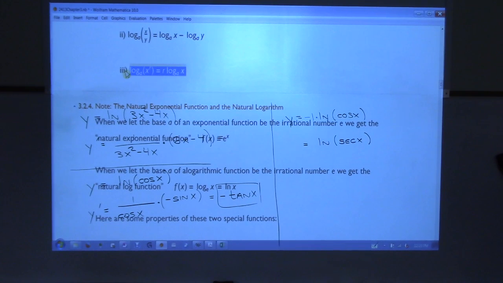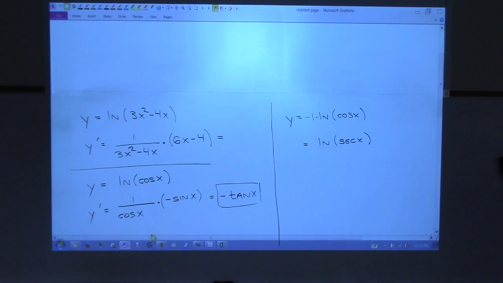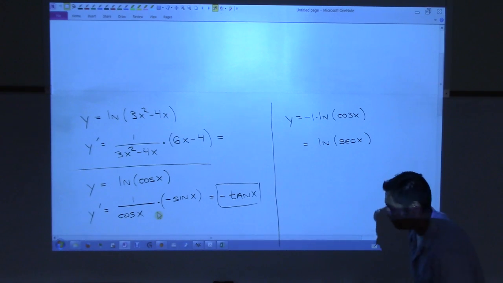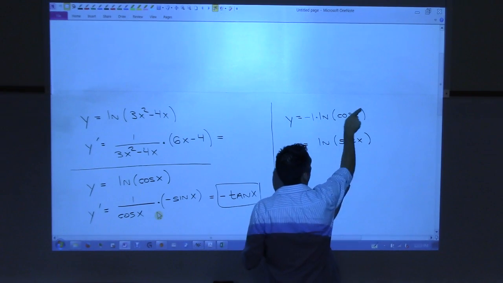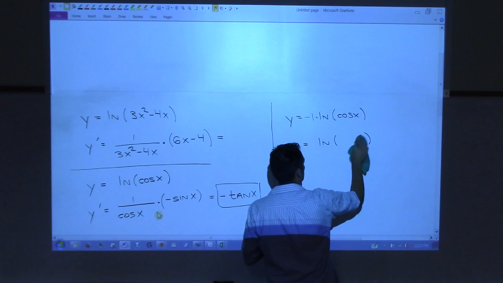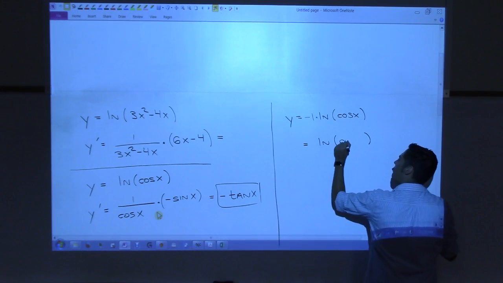Number, you could pull the number out. Same goes the other way. If the number's out front, you can push it up into the exponent. So what I did here was I took this -1 and I pushed it up as a power. So my next line would have gone like this.